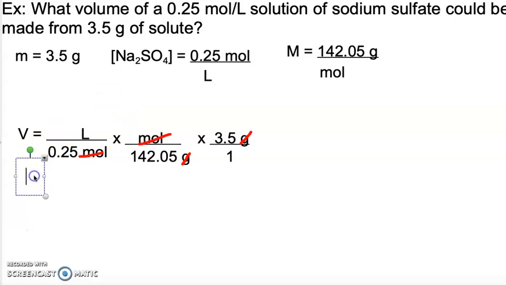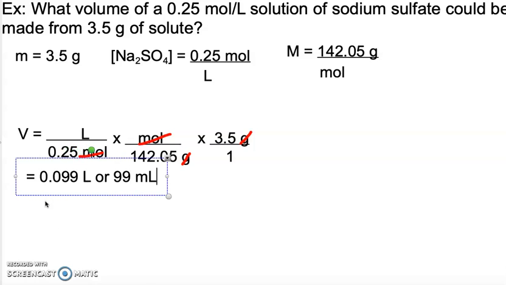So when you go to calculate this one, you do have to be a little bit careful, right? Because there isn't a number up here with the liters. A lot of the times we talk about not having to use the 1, but this time you're going to have to do 1 divided by 0.25, divided by 142.05, and then times 3.5. Okay, so when we get that, we get 0.0, how many significant digits? 2, so 0.099 liters. Or if you want, you could even have written that as 99 milliliters.